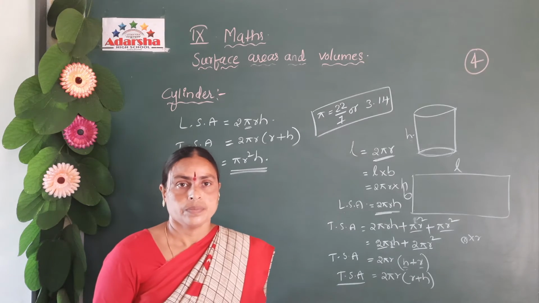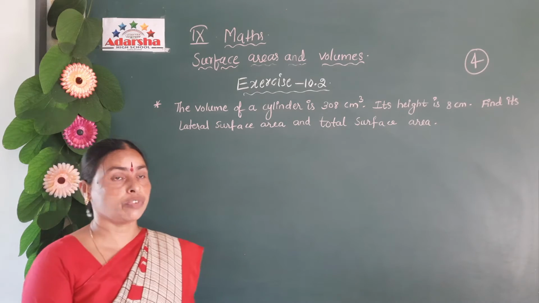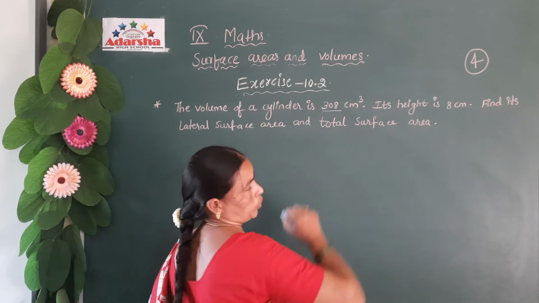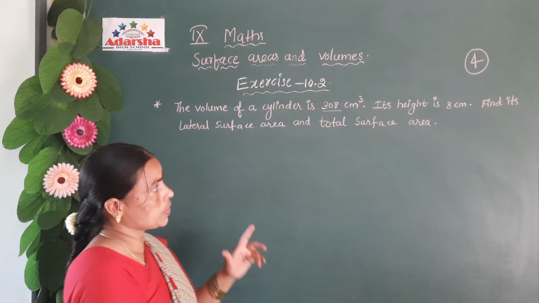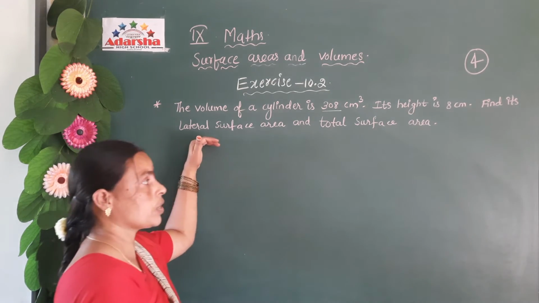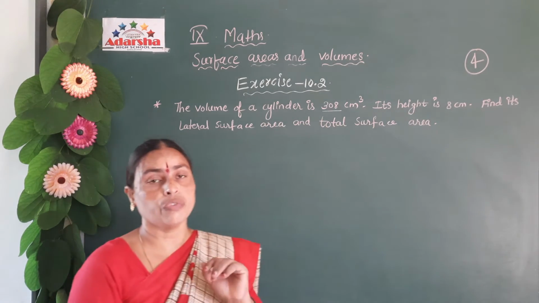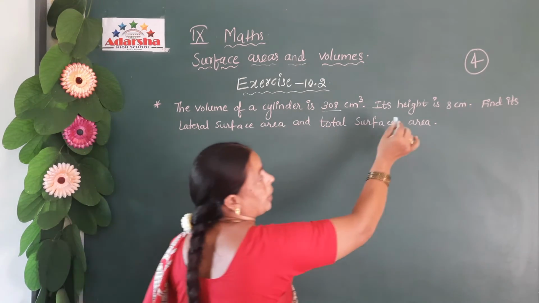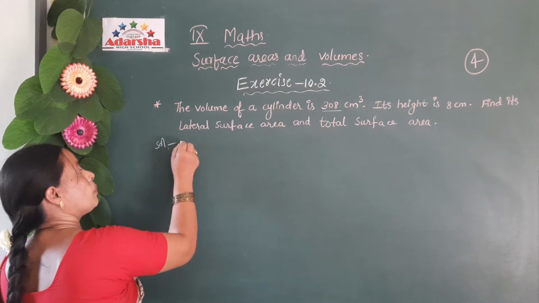Children, from exercise 10.2, our question is: the volume of a cylinder is 308 centimeter cube. Its height is 8 centimeters. Find its lateral surface area and total surface area. We have to find the LSA and also the TSA. What is given here? The volume and height of the cylinder are given.